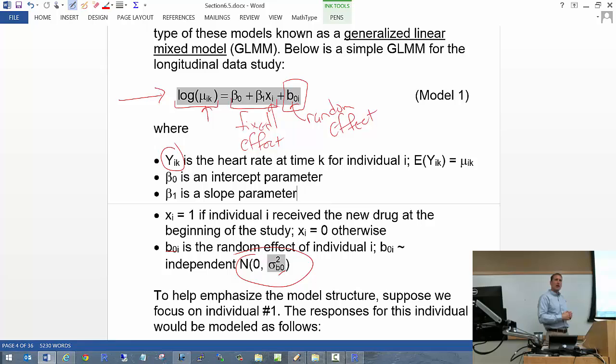And so what that says is that, if I want to use this model outside of just my data set, the people that are in my sample itself, well, then that says somebody else has a new B0 out there.